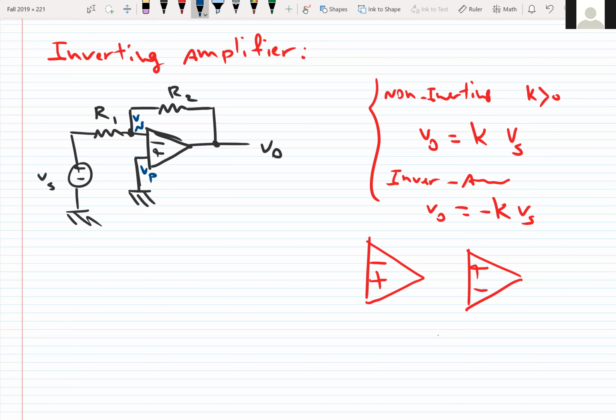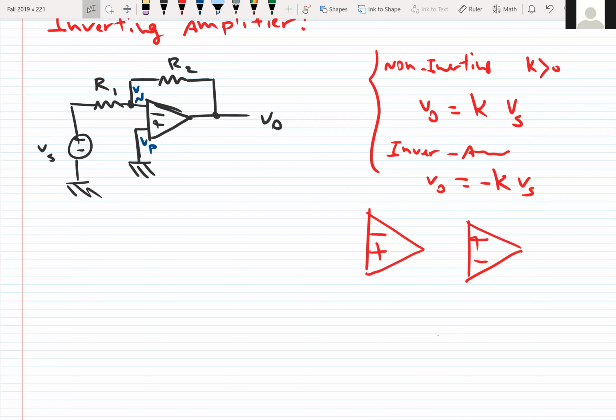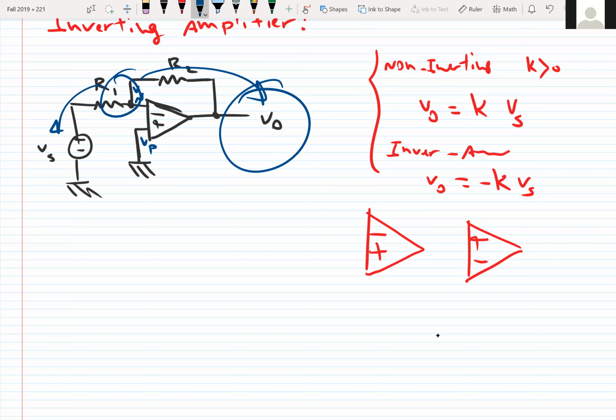Okay, we want to find the output as a function of input. I'm going to tell you the rules. The rule is look at the two inputs, VN and VP, and see which one is known, which one you can calculate, find the voltage immediately. VN here is connected to the output and the input. So as long as we don't have any idea about the output, we don't know what VN is.